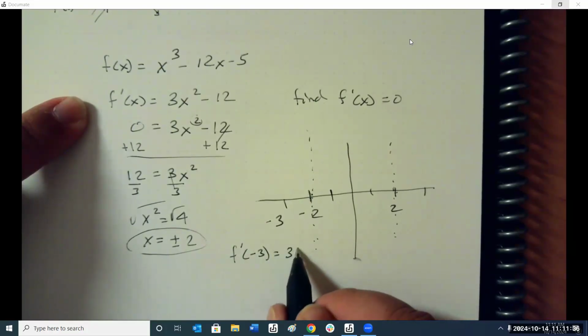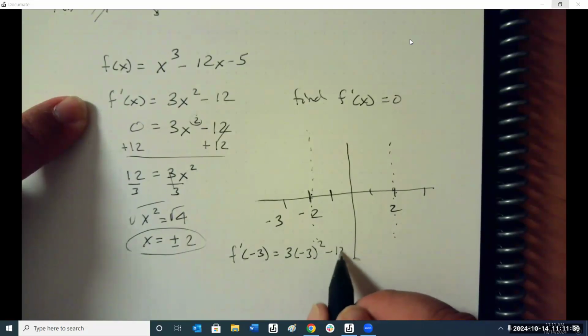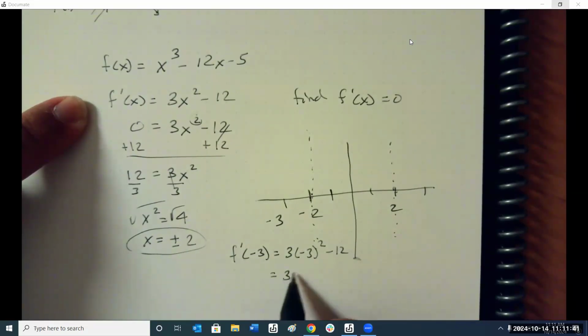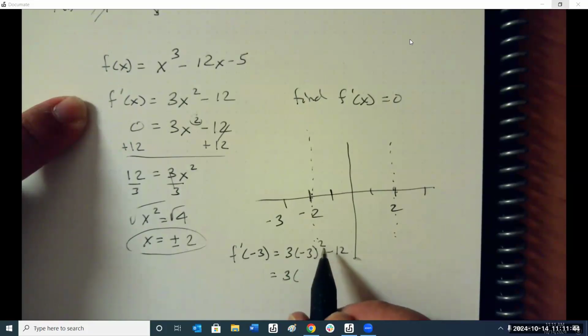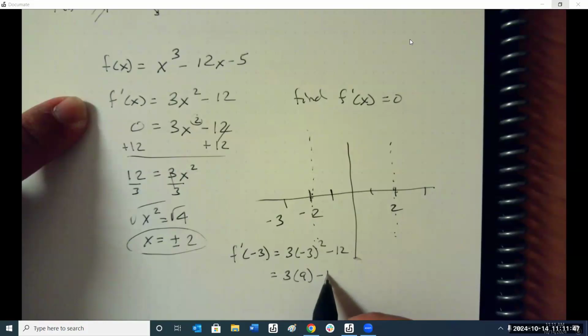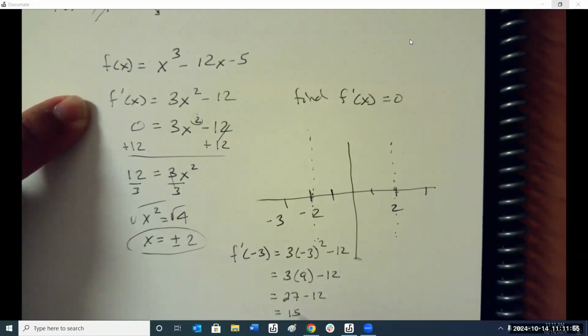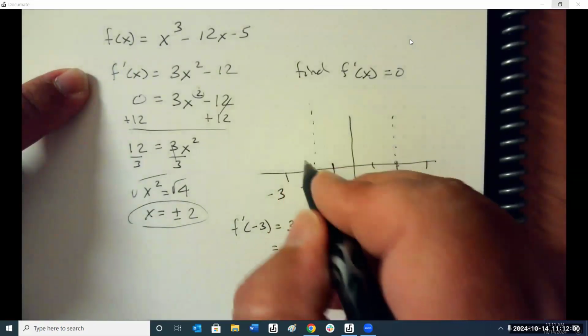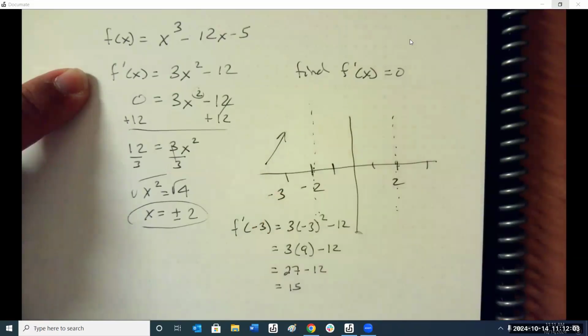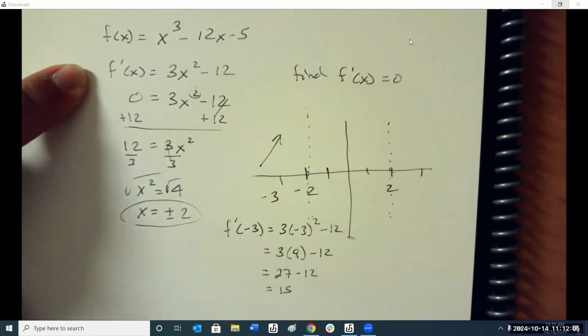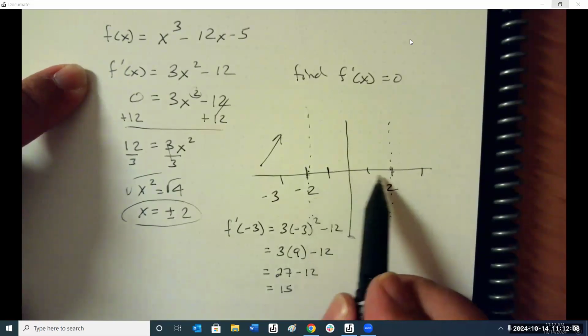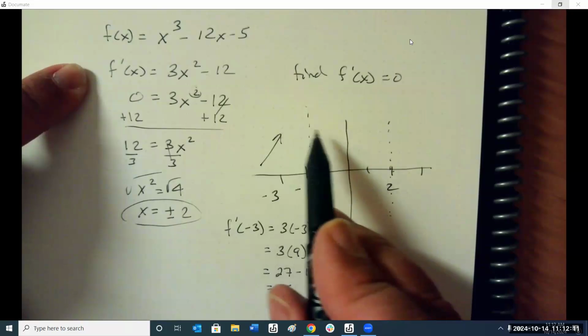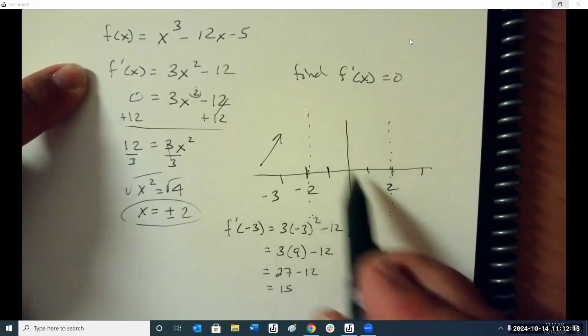We get 3 times -3 squared minus 12. -3 squared is +9. 3 times 9 is 27, minus 12 is 15. The number is irrelevant. It's positive. So we know on this side it's going up. I'm betting between these two, since this one's going up, the slope will be negative.